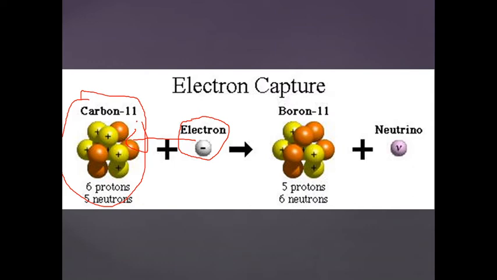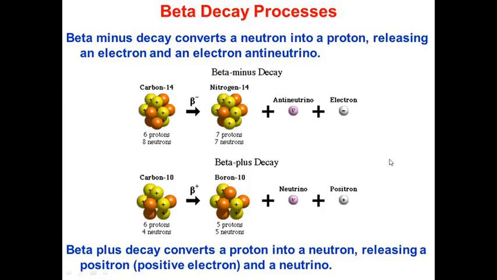In that case, you can see that carbon 11 is converted into boron 11, and you can see that proton is getting converted, is reduced. Here it is number 6 and this is number 5. Obviously, since A is same, this 5 has now become 6, and neutrino is emitted in this process.